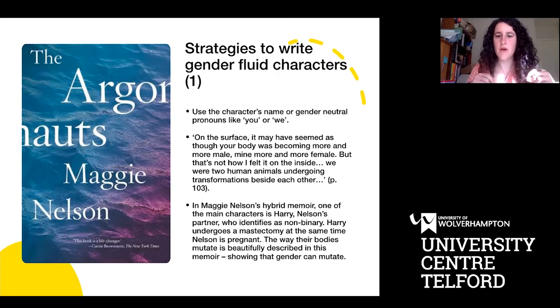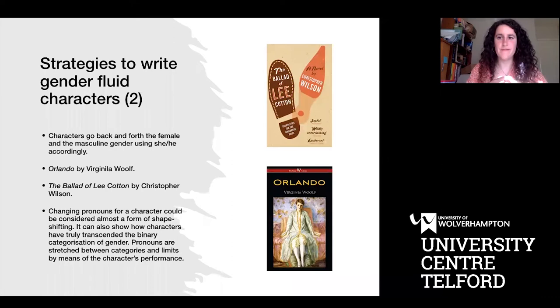And it's sort of like a hybrid memoir, because Maggie Nelson explores a lot of really personal stuff around the idea of motherhood, and the relationship she has with her partner. But it also offers ideas on precisely gender and gender fluidity. So when she has to talk about her partner, who is called Harry, she either uses the name Harry or just says you or we to show how they are non-binary. So that could be a very easy strategy, but that's not always possible, especially if you are writing using a third person point of view, for example. So let's explore other strategies here.